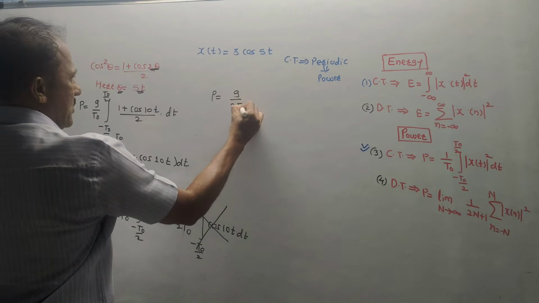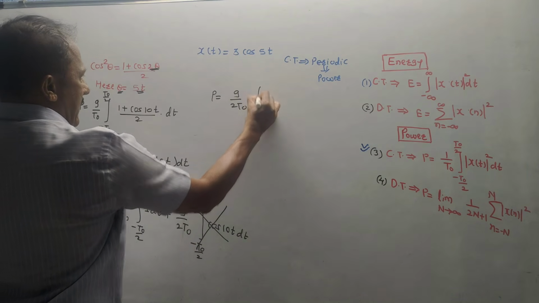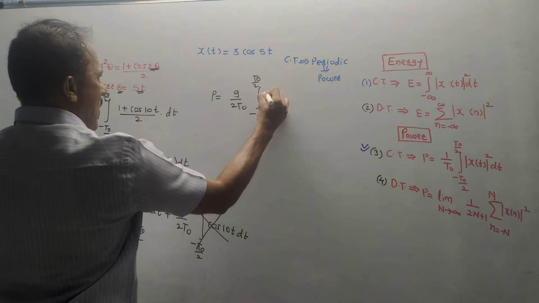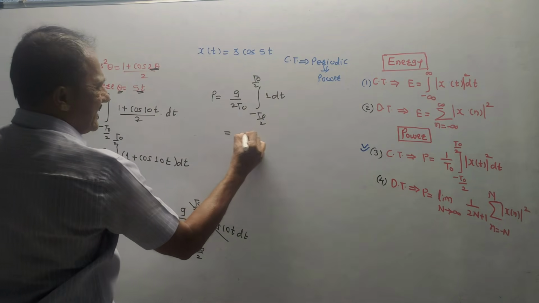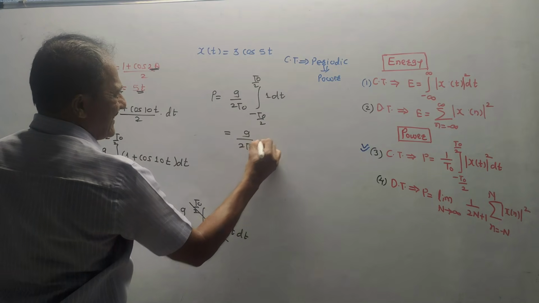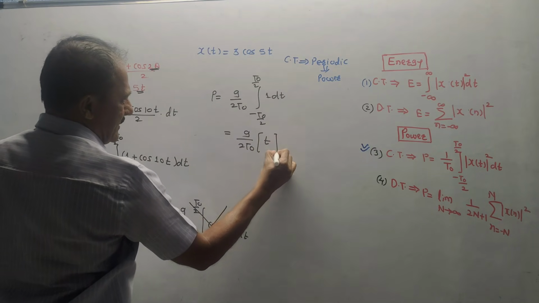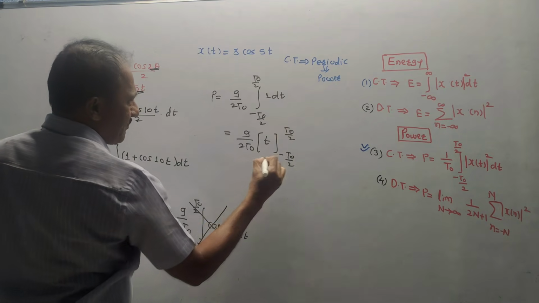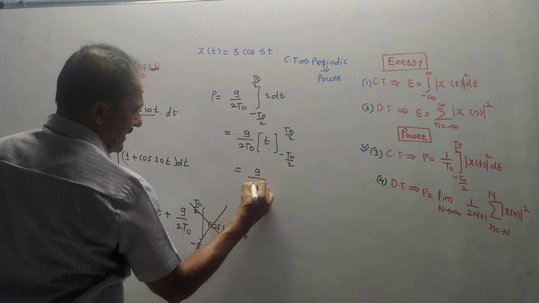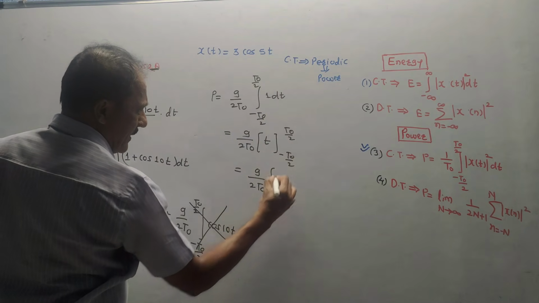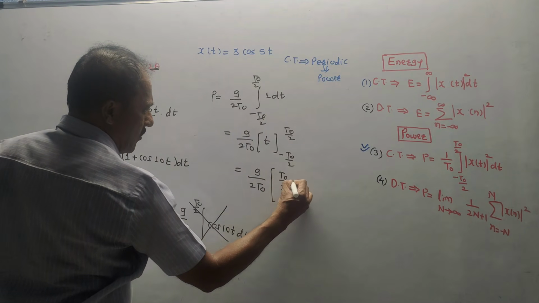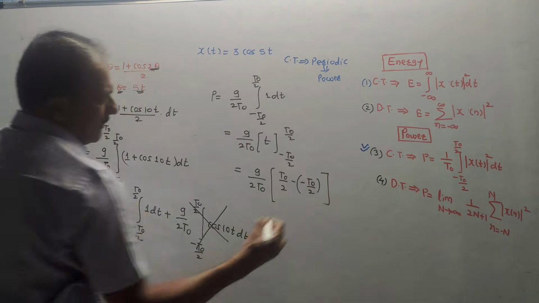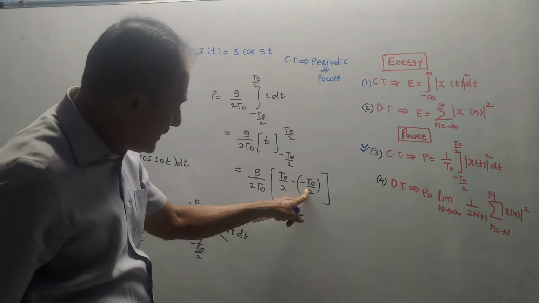9 by 2 T0, then integration from minus T0 by 2 to plus T0 by 2 of 1 dt. So let us solve this integration. This 9 by 2 T0 as it is. The integration of dt is t, with limits minus T0 by 2 to plus T0 by 2. Let us put the limits. It is 9 by 2 T0 times the upper limit T0 by 2 minus the lower limit, minus T0 by 2. Do remember, this is minus minus. Minus of minus becomes plus.